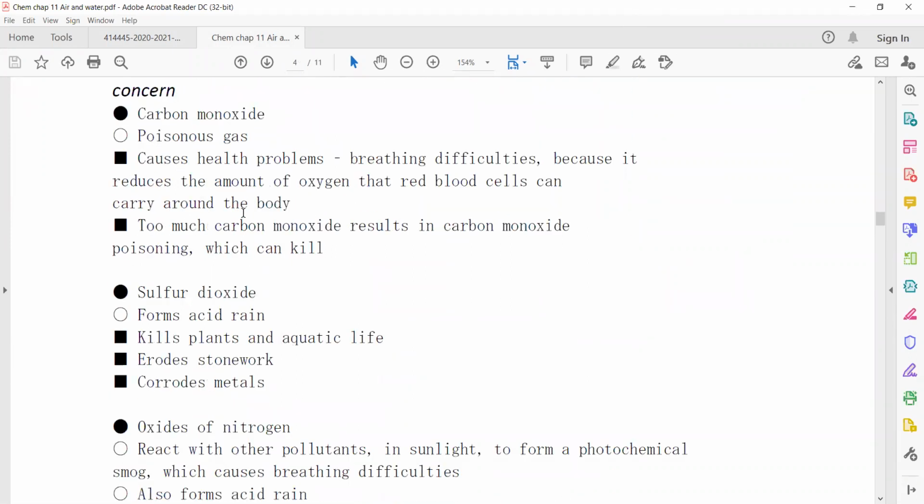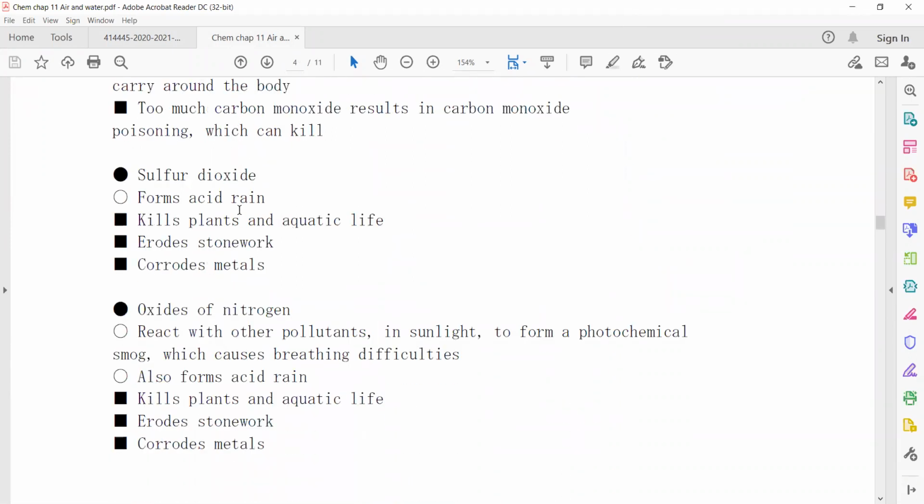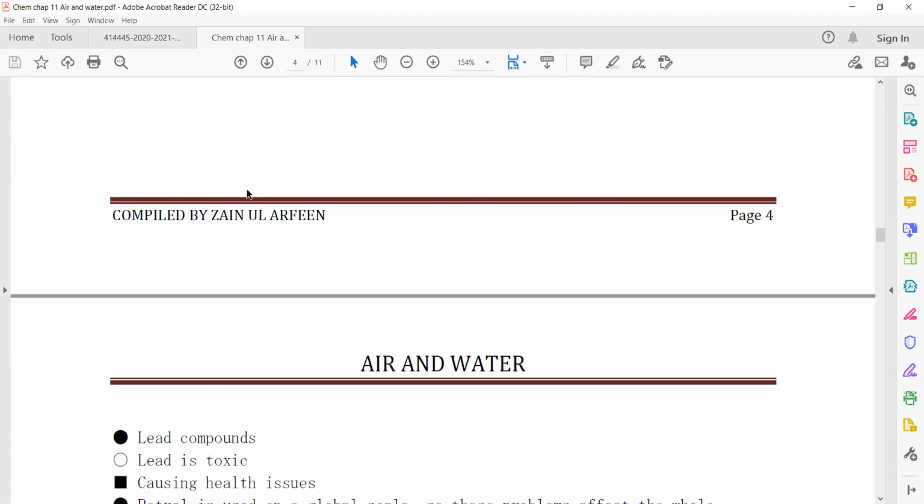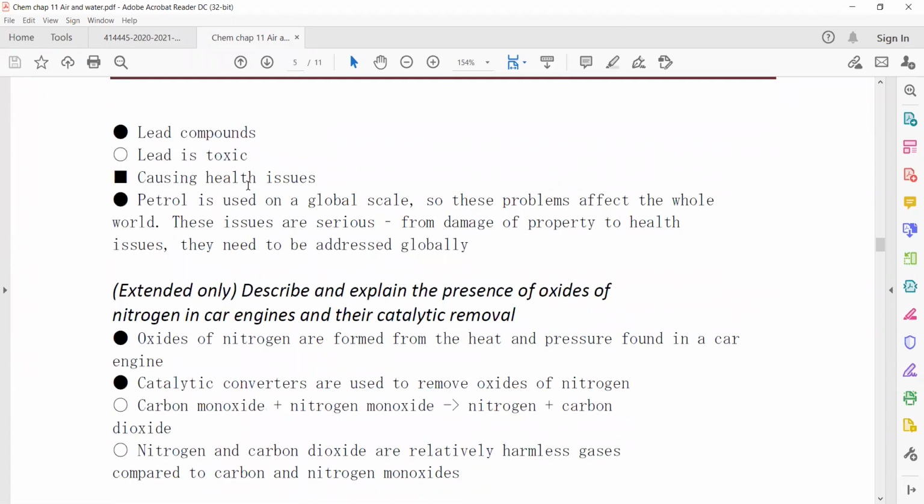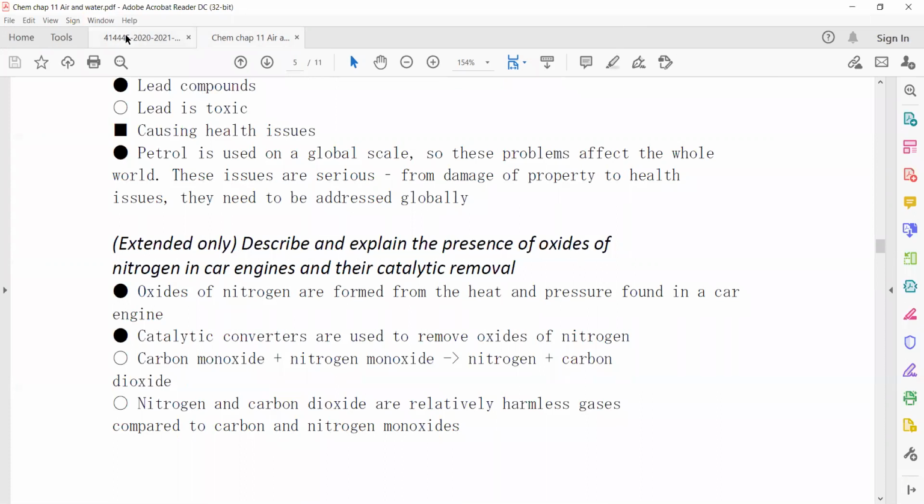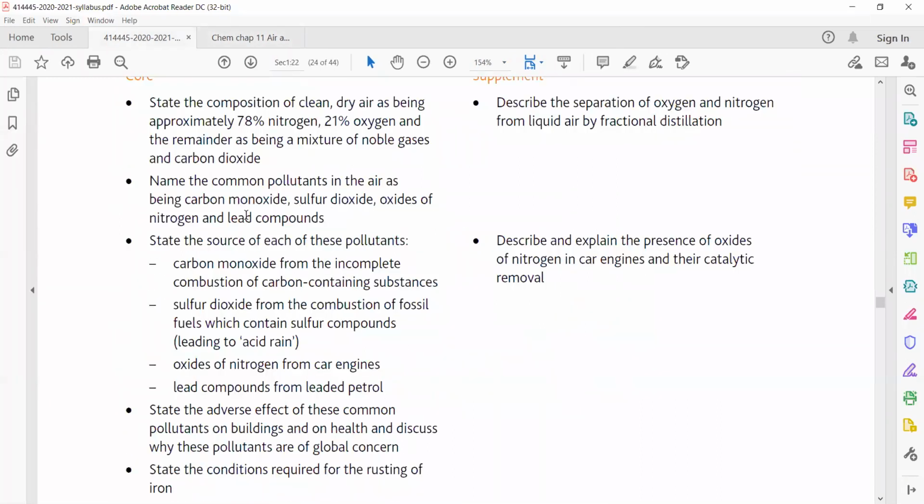So these are some effects, as you can see, for different gases. Then state the source of each of these pollutants. Carbon monoxide from incomplete combustion of carbon containing fuels.